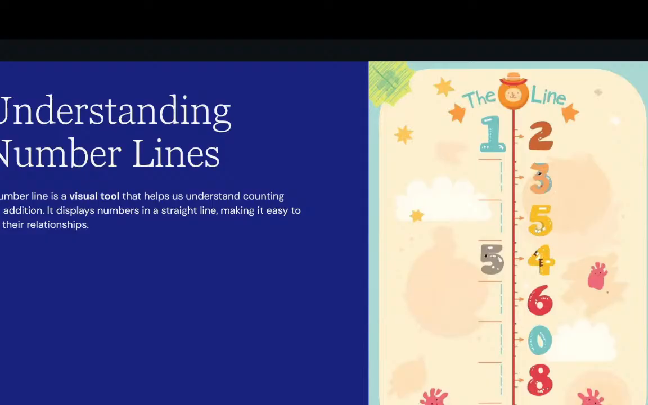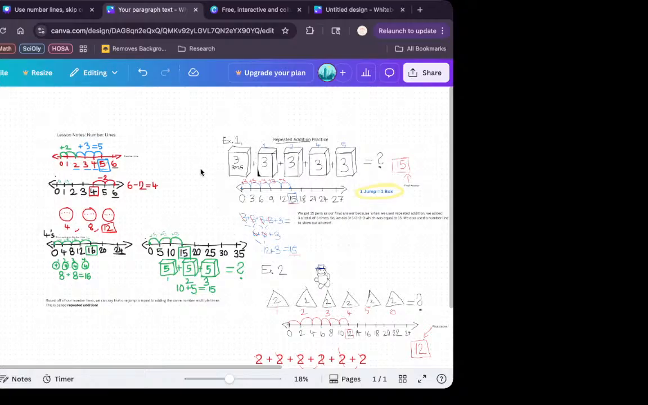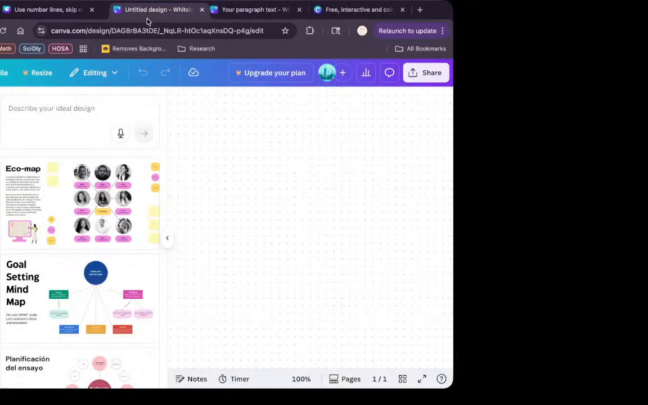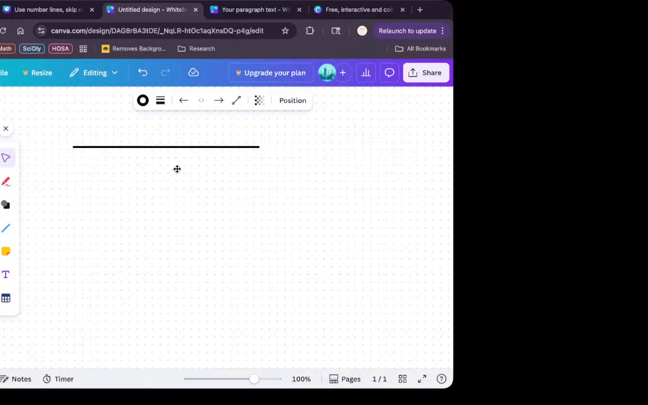So, first, let us understand a number line. A number line is a visual tool that helps us understand counting and addition. It shows numbers in a straight line, making it easy to understand the relationships. Here, I'll demonstrate right now. You guys can see? Okay. We'll create a new one. So let me show you guys what a number line looks like.